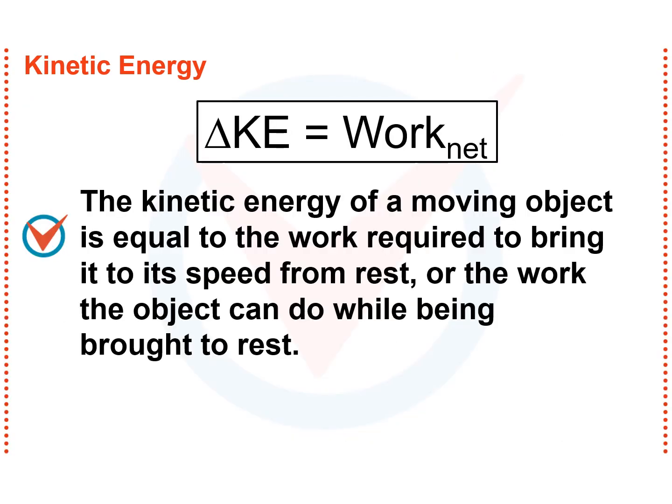So just to summarize, when something is moving, we say it has kinetic energy. It takes work to get it to move. It takes work to bring it to a stop. Or another way to say that is a moving object can do work on something else in order to come to a stop. So the kinetic energy of a moving object is equal to the work required to bring it up to that speed, or the work that the object can do while going back to 0 miles an hour, coming to a stop. So delta KE equals the net work. We call that the work-energy theorem.